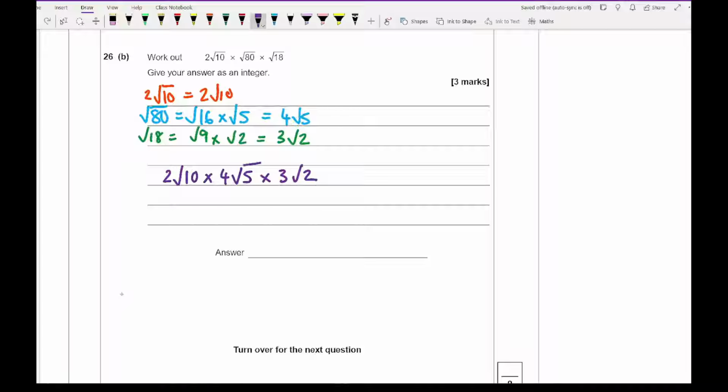If I deal with the numbers outside first, I've got 2 times 4, which is 8, times 3, which is 24. And then if I multiply the surds together, I get root of 100. Root of 100 then becomes 10, so 24 times 10, which is 240.